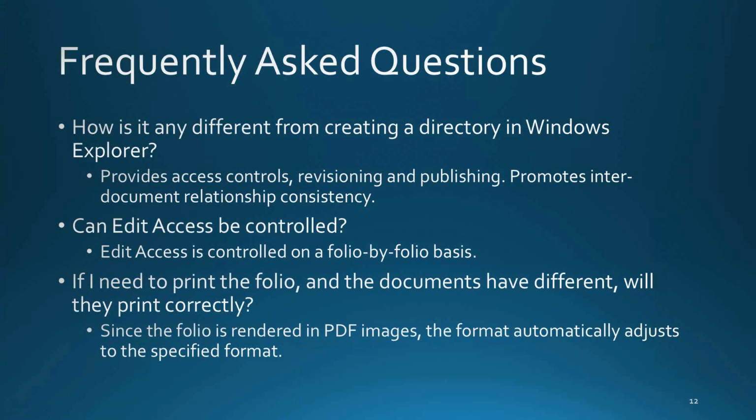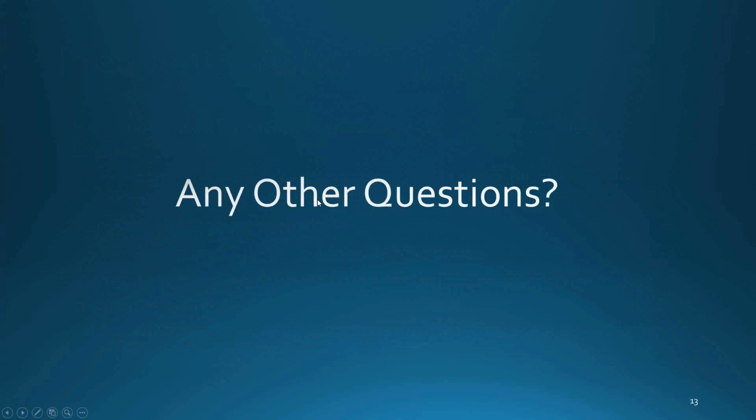And if the folio needs to be printed and the documents have different sizes, will they print correctly? Since the folio is rendered in PDF images, it will automatically format each image so that you can go from landscape to portrait, or it'll blow up an image or a text file quickly so that it all works and flows very well.